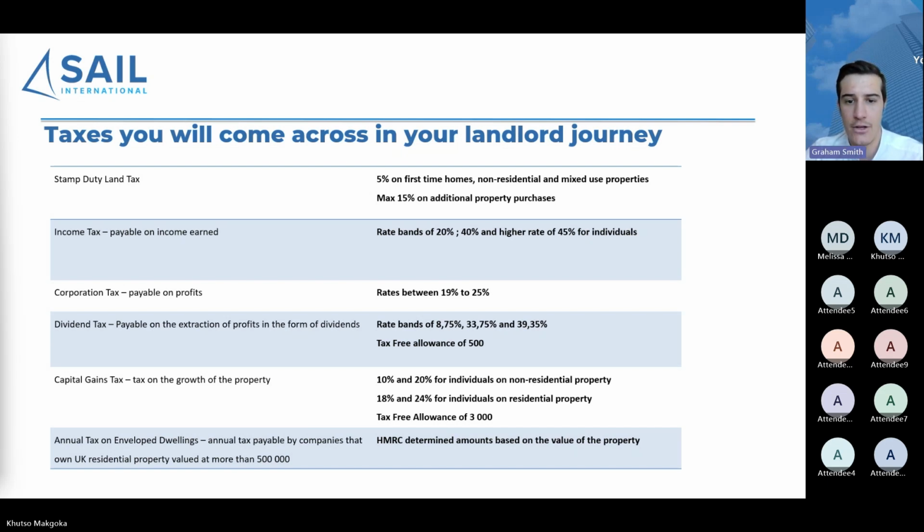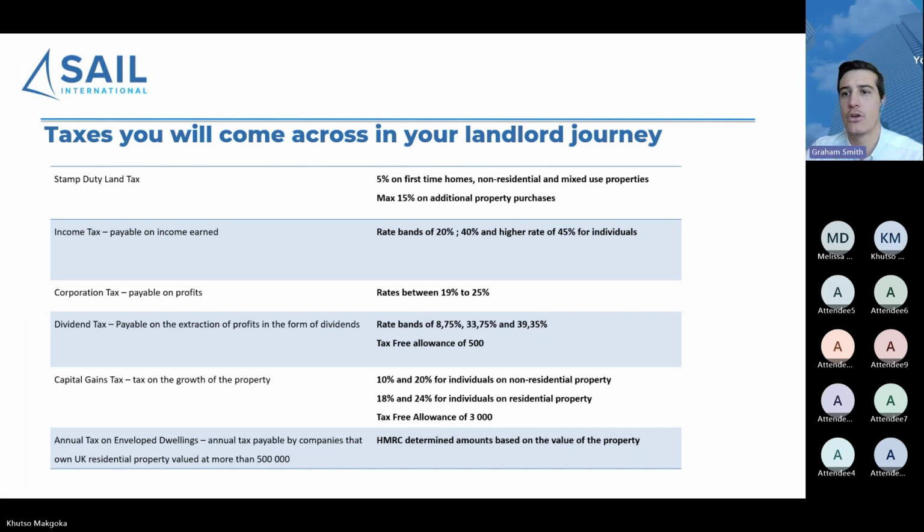And lastly, annual tax on enveloped dwellings. This is an annual tax paid by companies if the company owns properties, or if it's owned by a partnership, but that partnership is owned by a company. It's payable if the properties owned are greater than £500,000, and it's for residential property, so it excludes hotels, guest houses, boarding schools, hospitals, and so on, those types of properties.